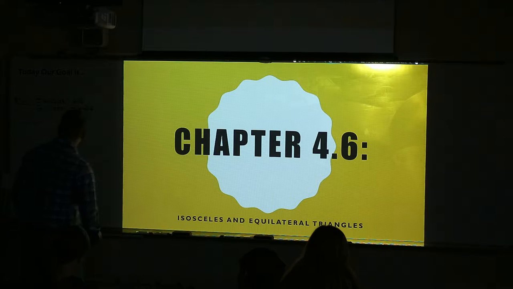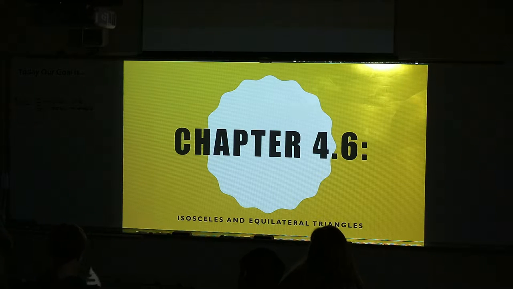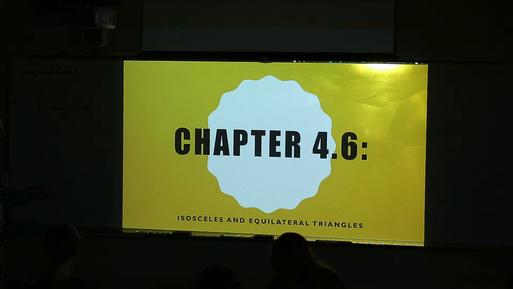Alright, so let's talk about section 4.6 here, isosceles triangles. We're talking about isosceles and equilateral. The one note that I want you to take from today is that these two types of triangles are actually related to each other. You can consider an equilateral triangle isosceles by definition. We'll get to that today, but it doesn't go vice versa. You can't consider isosceles to be equilateral. It goes one direction.